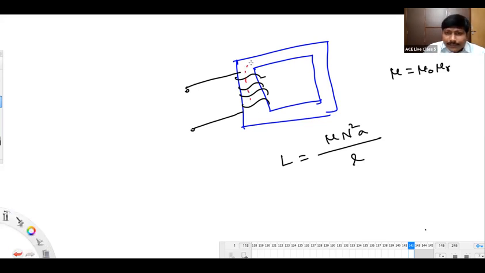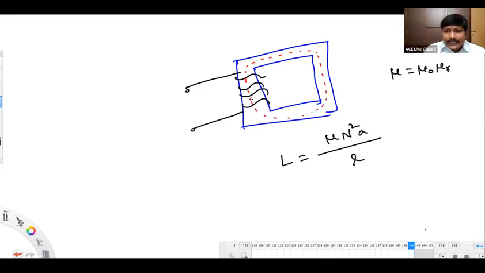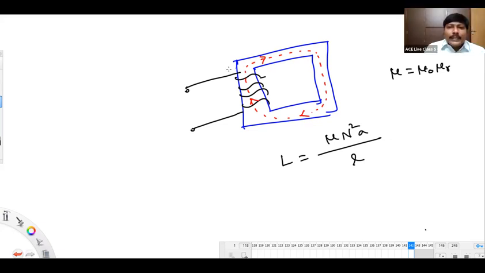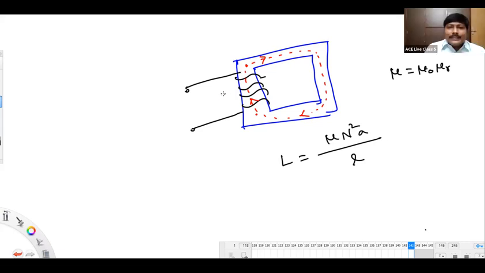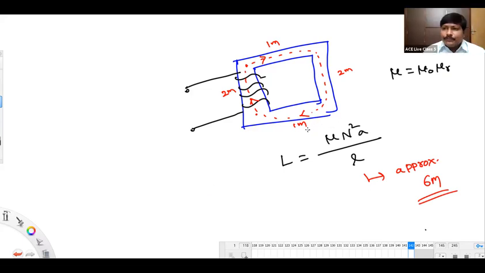That is this l, right? This is the path through which that flux is linking. This total length, strictly speaking, you should take the mean height. Take some values: it is some 2 meters, some 2 meters, some 1 meter, some 1 meter. Then l will come approximately to 2 plus 2, 4, plus 1, 5, plus 1, 6. That's it. Understood?